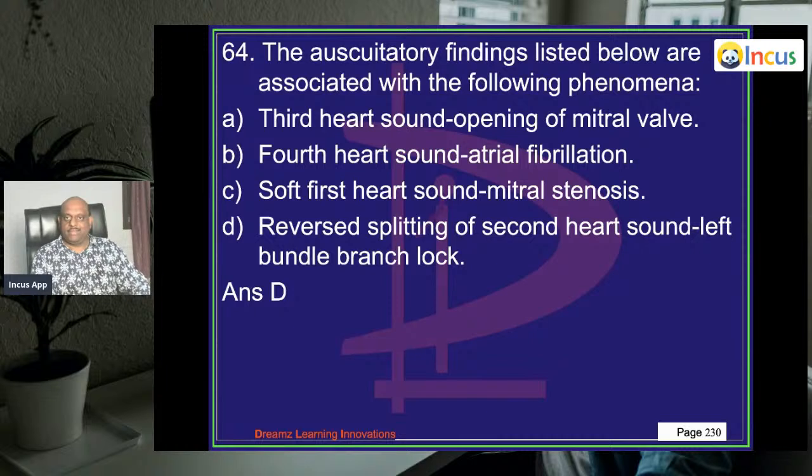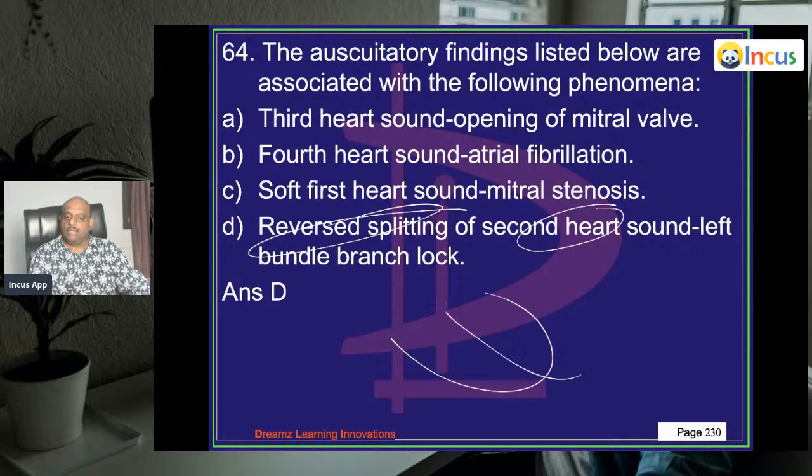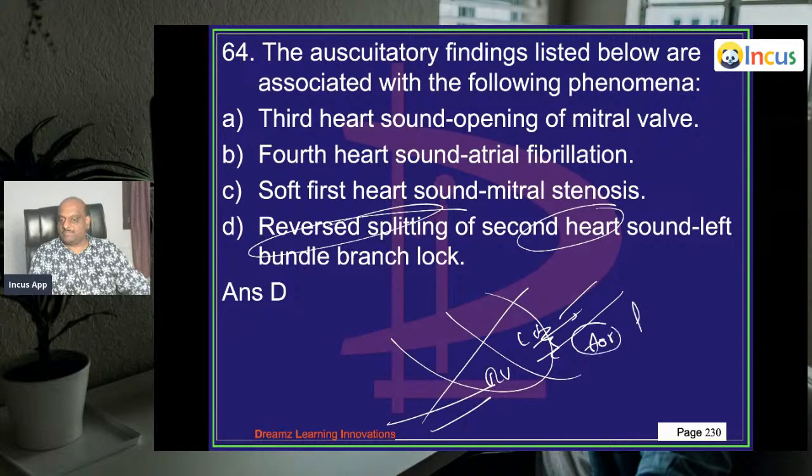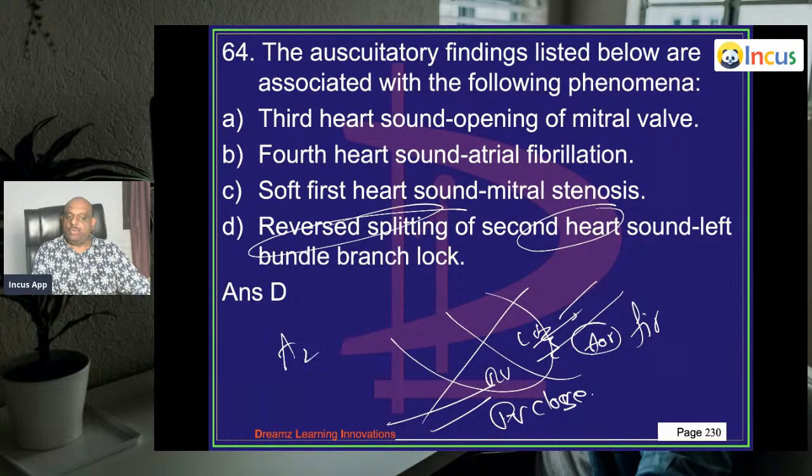So, where does reversed splitting of the second heart sound occur? Normally, doctor, in the left ventricle and right ventricle, the aortic valve closes first. Then the pulmonic valve closes. So A2 is followed by P2.